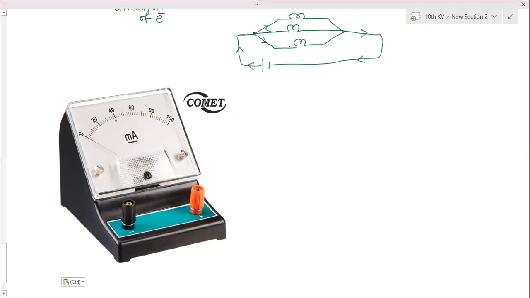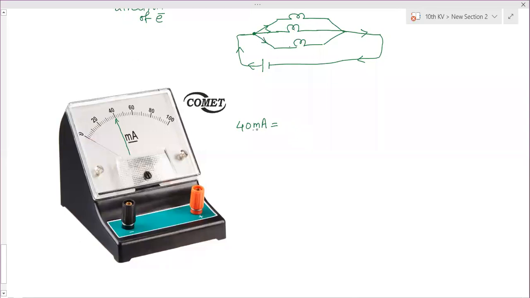It is showing a marking like here. So how much is the value shown? What is the value measured? 40 milliampere. So it is 40 milliampere. That means how many amperes?